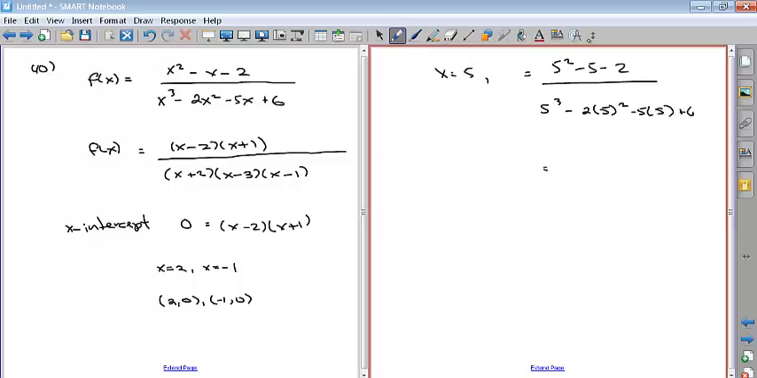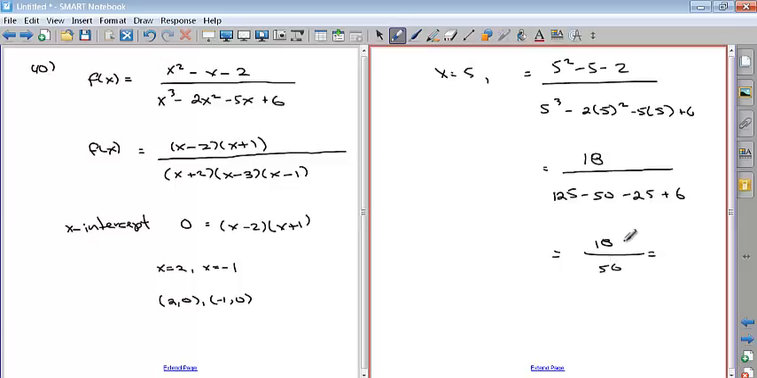In the numerator you've got 25 minus 5, which is 20, minus 2, which is 18. And in the denominator we have 5 cubed, which is 125, minus 2 times 5 squared. 5 squared is 25, so that's 50, minus 25, plus 6. So that's 75, 50, 56.